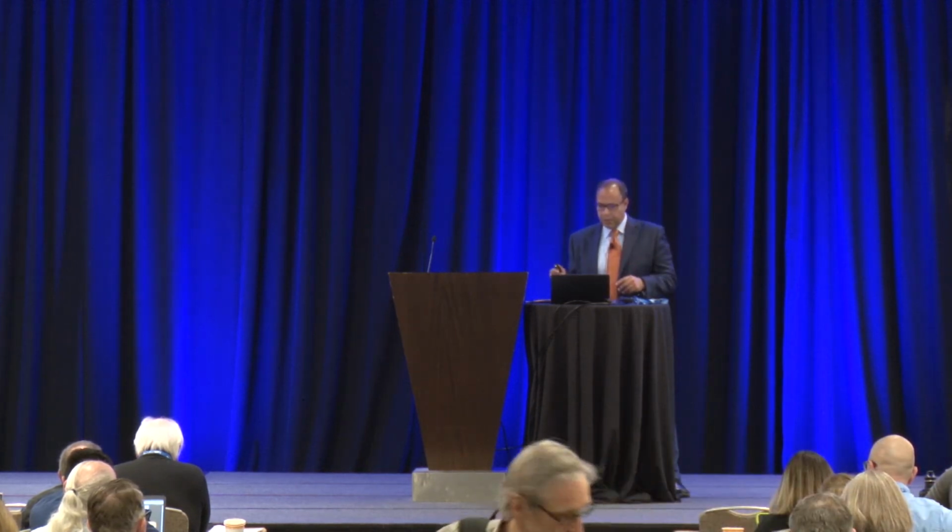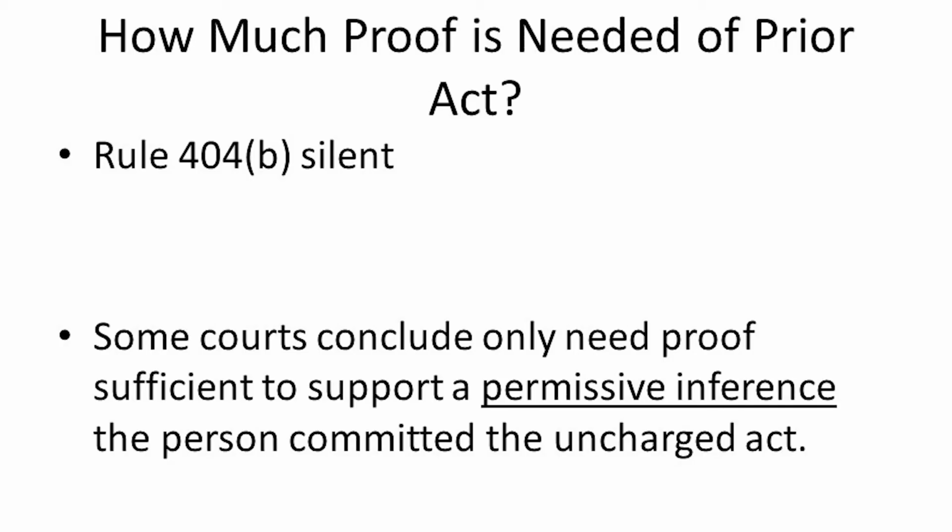All right. How much proof is needed of the prior act? Surprise, Rule 404(b) is silent. Most courts view it as a preponderance of the evidence rule, right? Is there a preponderance that the other act occurred? But some courts talk about what's called permissive inference. What the hell is that? Is there enough evidence that a jury could have a permissive inference that the prior act occurred?